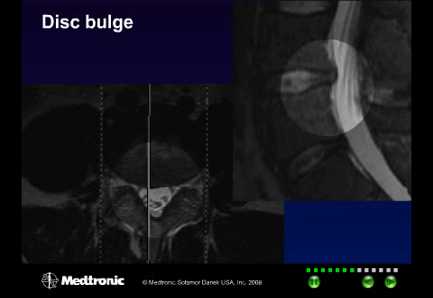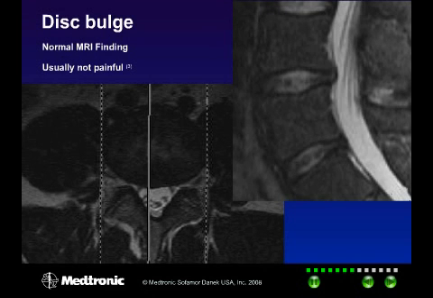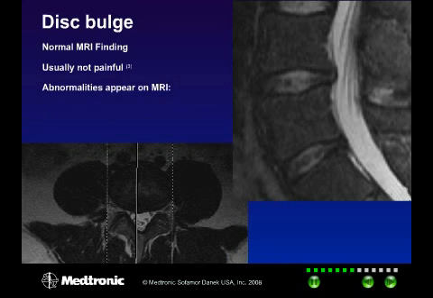Disc bulge is a common and normal finding in MRI and is usually not painful, or may cause temporary pain that goes away on its own. Abnormalities, including disc herniation, appear on the MRI of patients with no back or leg pain in about 35% of those ages 20 to 40, and even more frequently in older patients.